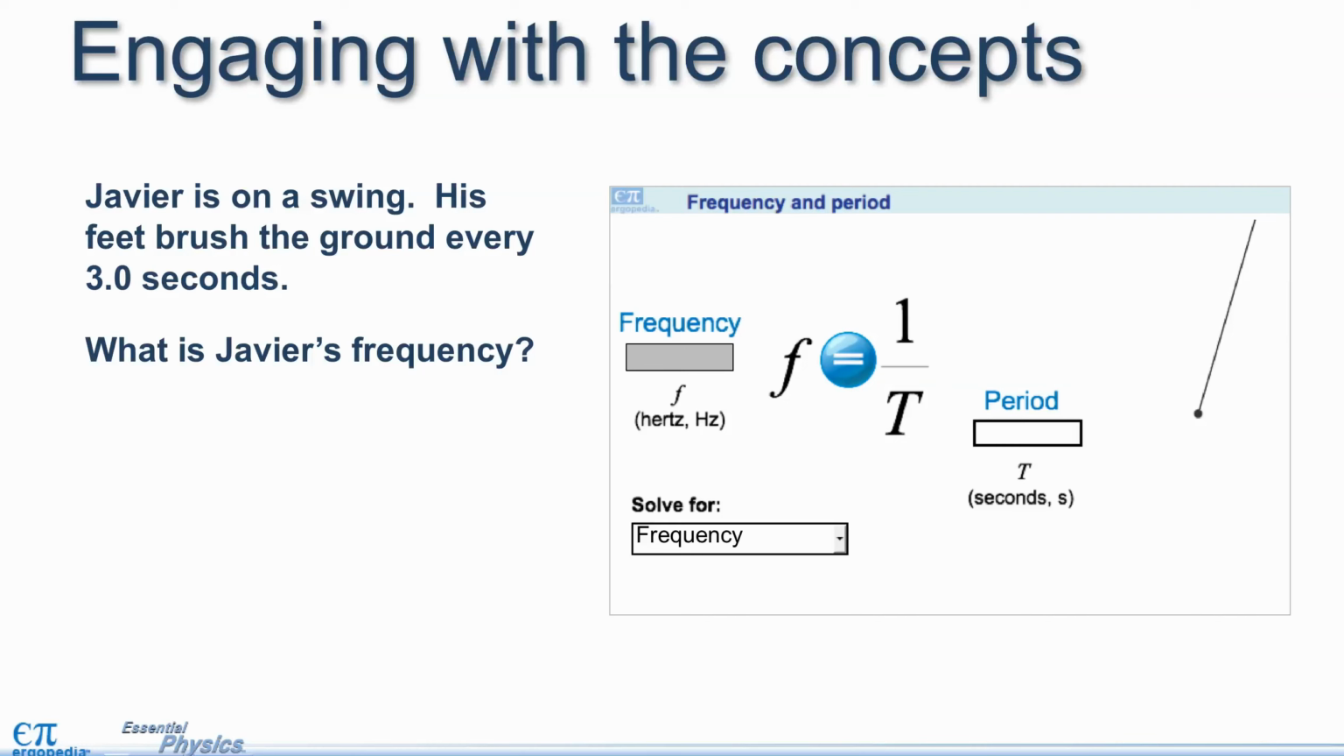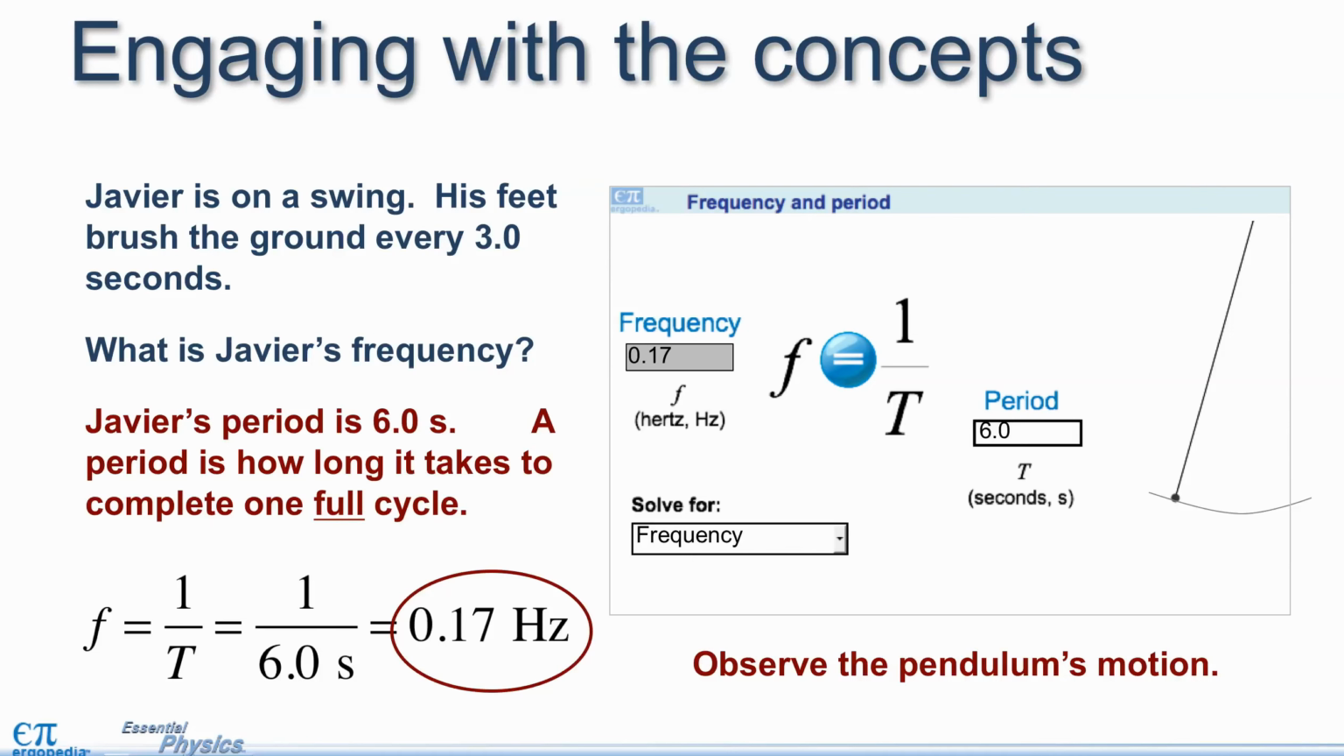So Javier is on the swing. His feet brush the ground every 3 seconds. What is his frequency? To solve this problem, we need to think about how frequency and period are related to each other. If I put in period is 3 seconds, then the frequency should be 1 over 3. But the units now will be 1 over seconds, or hertz, meaning that it's going to be 1/3 of a cycle per second.